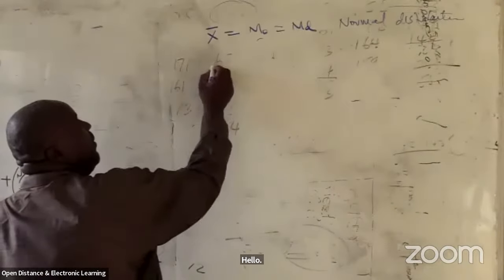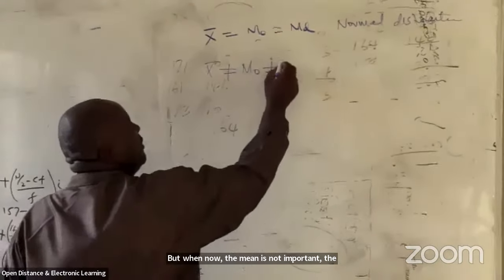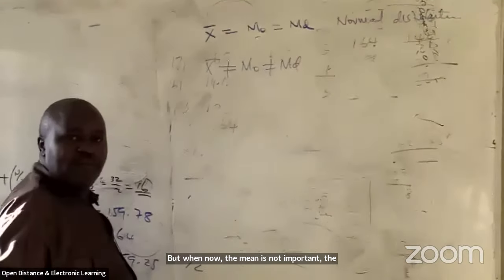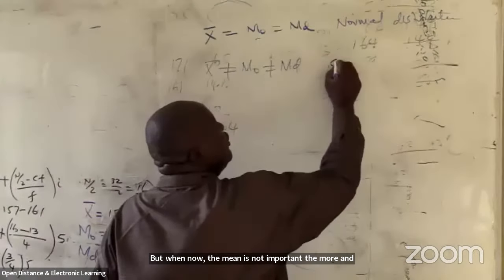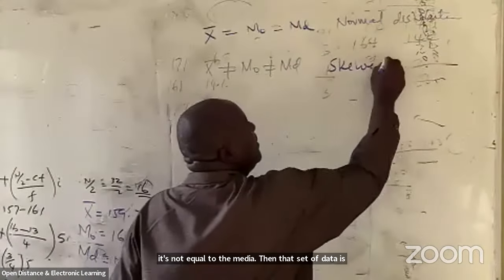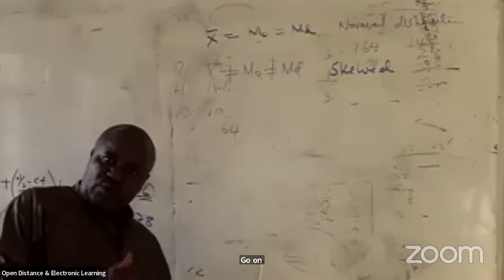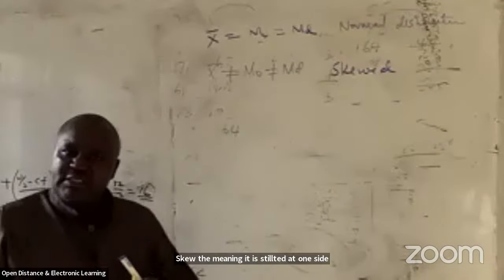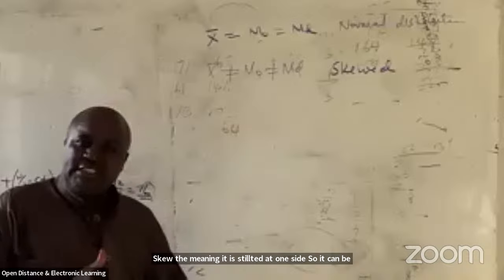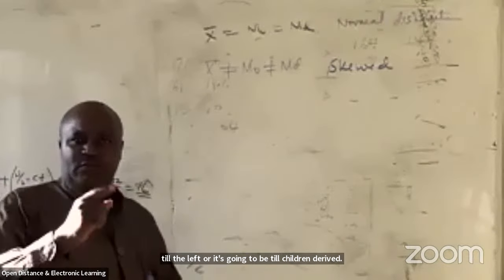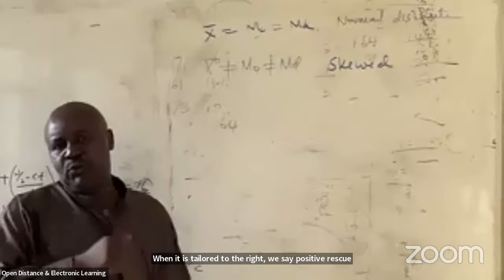But when the mean is not equal to the mode and is not equal to the median, then that set of data is referred to as a skewed distribution. Skewed meaning it is tilted to one side. It can be tilted to the left or to the right. When it is tilted to the right, we say it's positively skewed. When it is tilted to the left, we say it's negatively skewed.